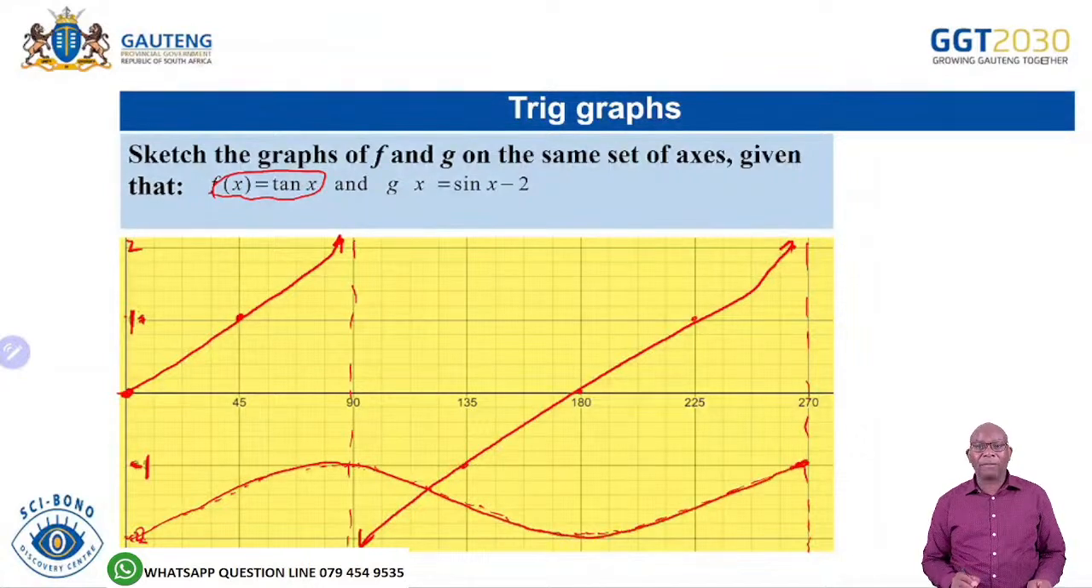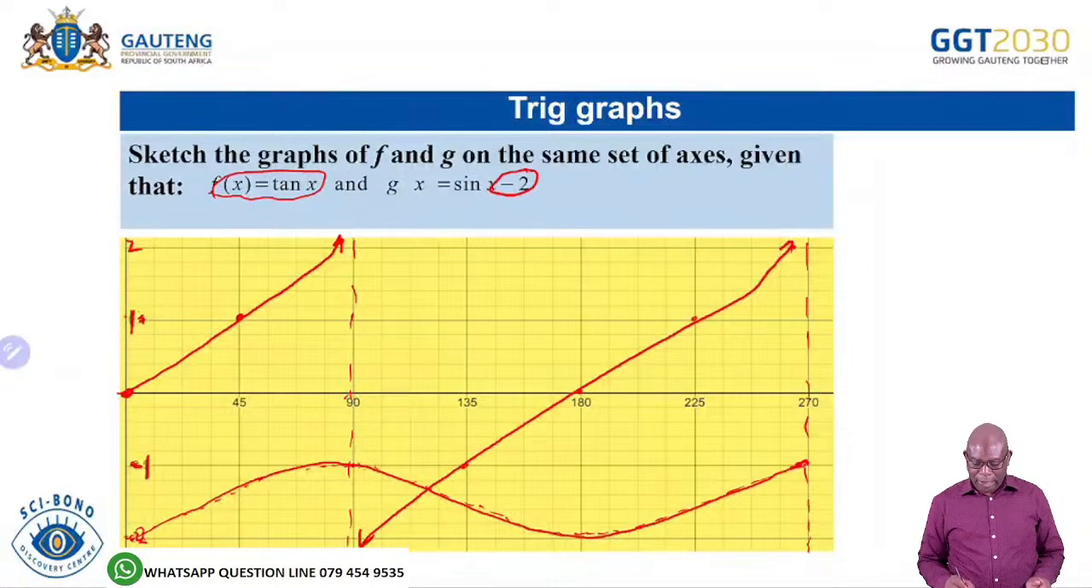It's a sine graph that has moved 2 units down. Can you see the -2 means it has moved 2 units down. From the 0 it moved 2 units. From the 90, remember at 90 it's 1, so it moved 1, 2, the original one. So it has moved 2 units down.